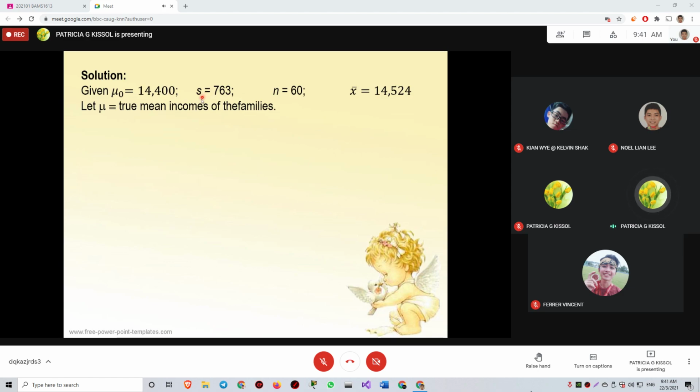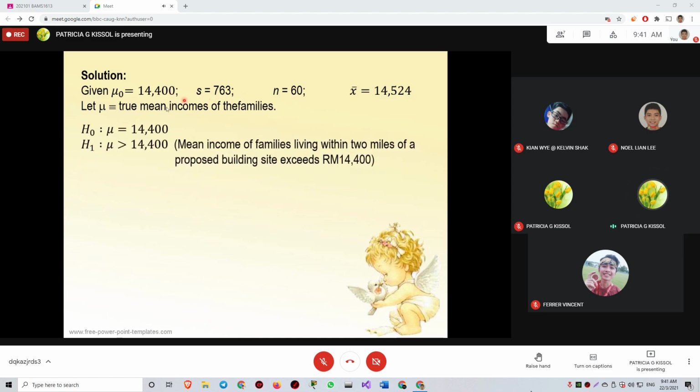So notice I'm using S here because the value of the sample standard deviation is given to us. So from here, we state the null hypothesis: mu is equal to 14,400. Remember the word exceed, where my pointer is now. We say the alternative hypothesis is the mean is greater than 14,400, which is the mean income of families living within 2 miles of a proposed building site will exceed 14,400.